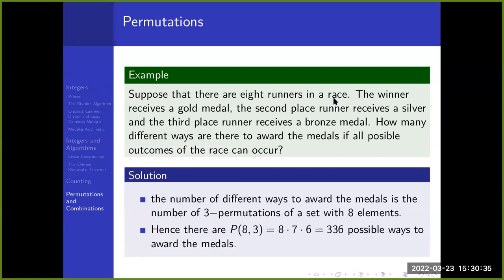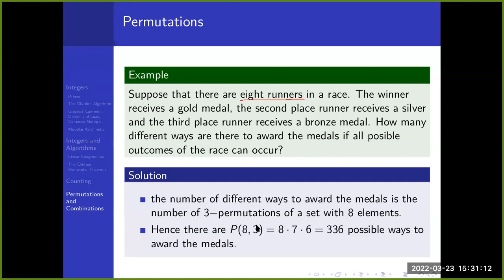So the next example says, suppose that there are 8 runners in a race, and the winner receives a gold medal, the second place runner receives a silver, and the third place runner receives a bronze medal. How many different ways are there to award the medals if all possible outcomes of the race can occur? So there are 8 runners, and any of them can win. I think that's what it says when all possible outcomes are possible.